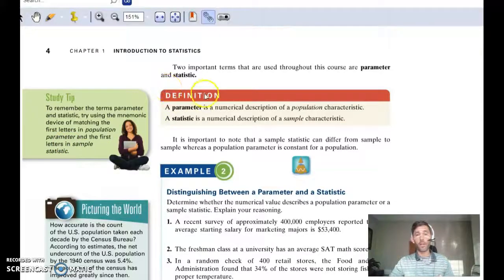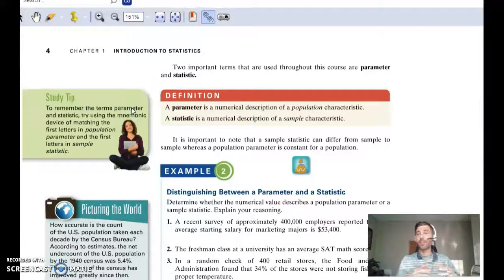So the next definition I want to talk about is the difference between a parameter and a statistic. So for a parameter, it's when you're able to gather information from the entire population. For example, if somehow you were able to measure the height of every single person in Iowa, every single person, then that average height of everybody is a parameter because you have a characteristic here of the entire population.